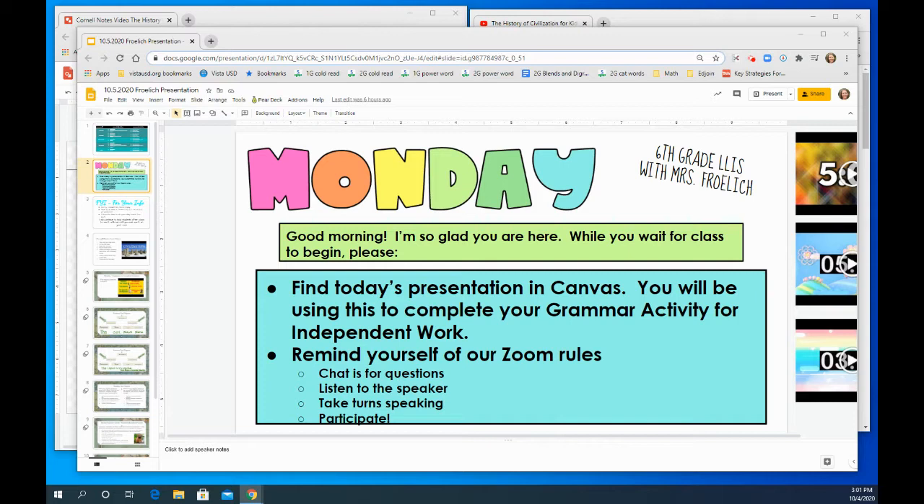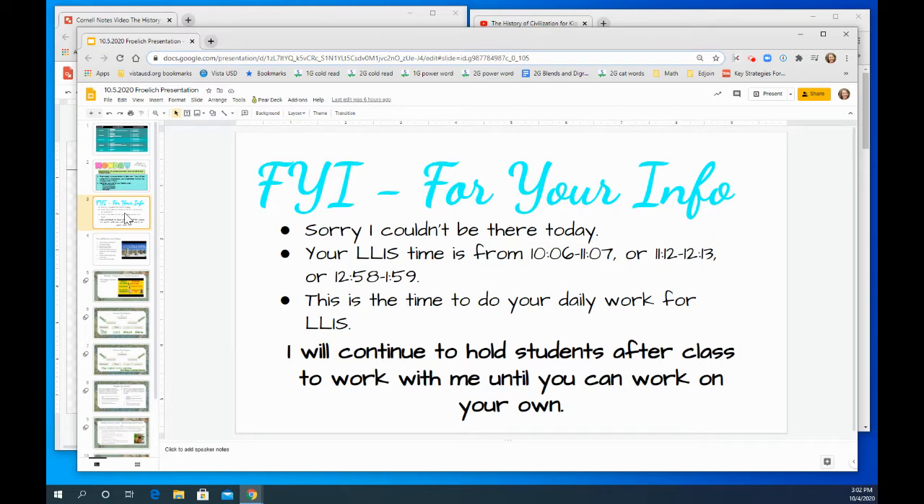So first things first, you need to find today's presentation in Canvas. It says 10.5 presentation. You are going to use this presentation later on when we talk about our grammar activity for today. So you will be using that next. While you're finding it, I am going to go over some for your informations or FYIs.